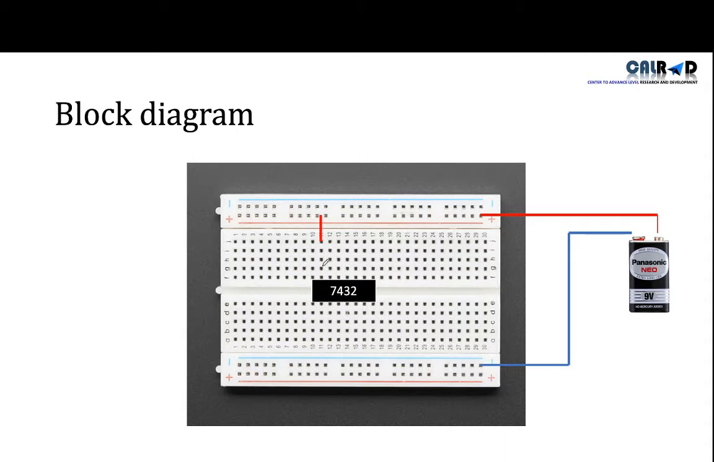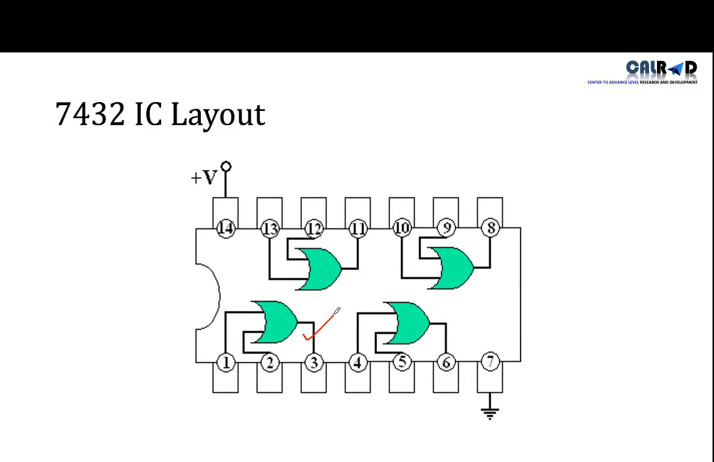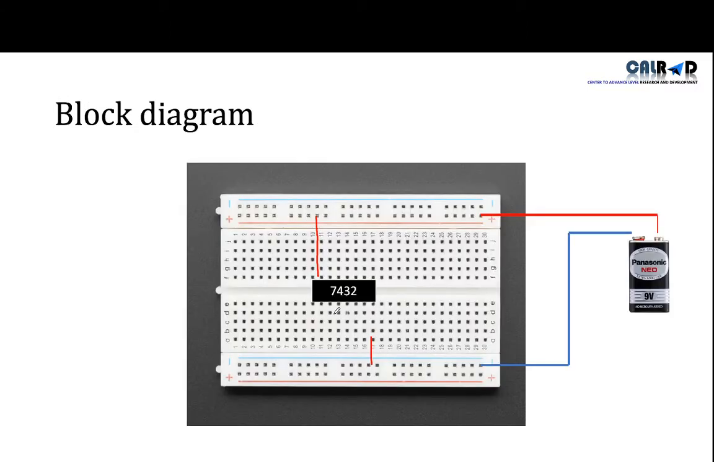Second step is, because the 14th pin is connected with the positive terminal, next step is the 7th pin is connected with the negative terminal. Because the output is on pin 3, we will connect the output on pin 3, and the output we always connect with the resistor, and then this resistor is connected with the positive terminal of the LED, and the negative terminal of the LED is connected with the negative terminal.